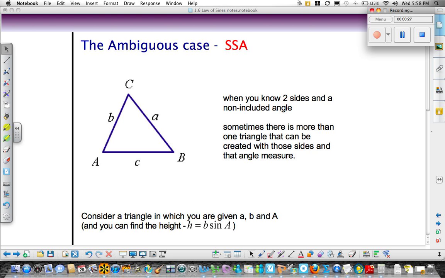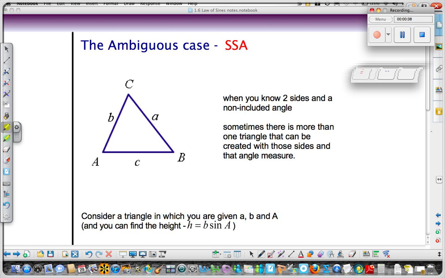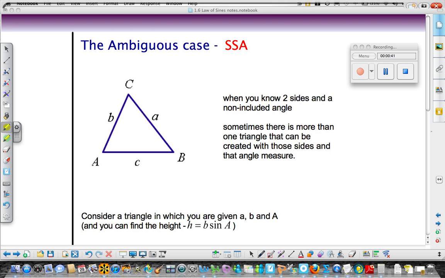Now the ambiguous case, or when we know two sides at an angle, it's called the ambiguous case because ambiguous means you don't really necessarily know the answer to something. It could be one way or it could be another. So the ambiguous case is when you know two sides and a non-included angle.